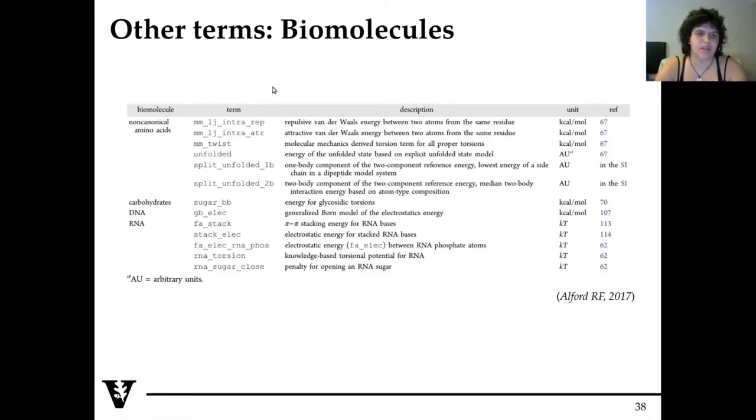Now, the next topic is biomolecules. So there are energy terms for non-canonical amino acids, in case you need to work with them. There are energy terms for carbohydrates, like glycans, for example. There are energy terms for both DNA and RNA. So all these are set to 0. The weight is set to 0 because they are not always used. But if you need to use them, you can just call them, and they will be activated in your system.